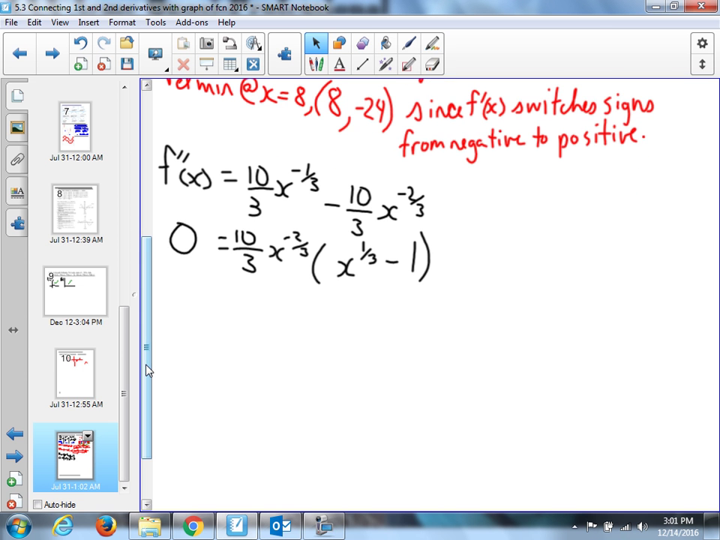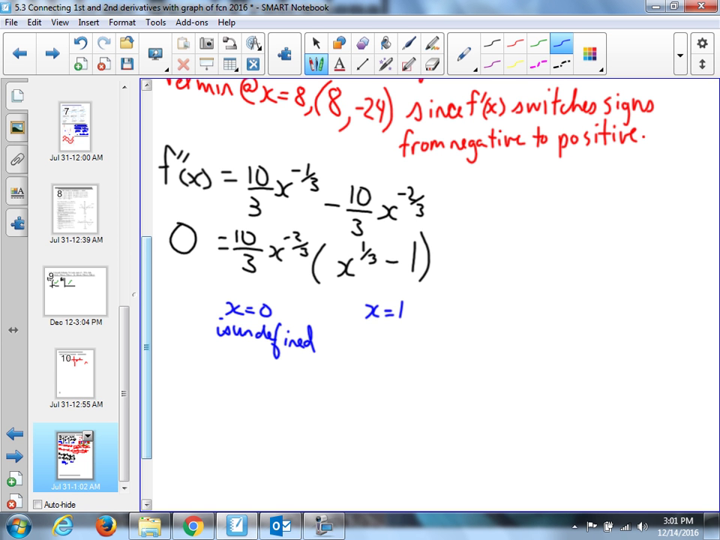0. I'm going to check with 0, it is undefined. However, is x equals 0 allowed in the domain of the original expression? Yes. So we still have to look at this. It's just undefined within this expression. And then the other one is 1. That's a possible inflection point.